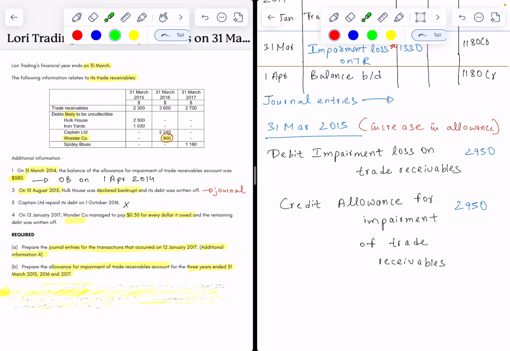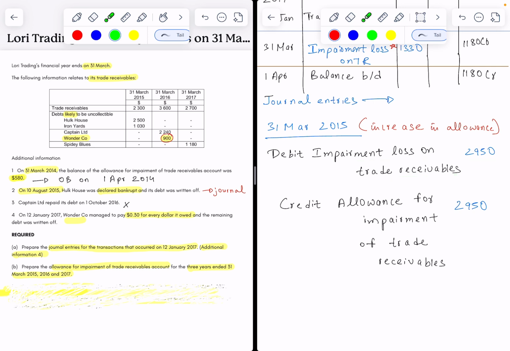And because it's a bad thing, we also have an expense account which is created, which is the impairment loss on trade receivables. And when expenses increase, we debit them. So that is why we are debiting the impairment loss on trade receivables by $2,950.